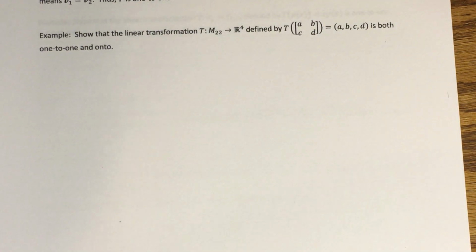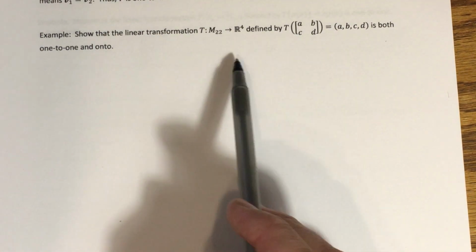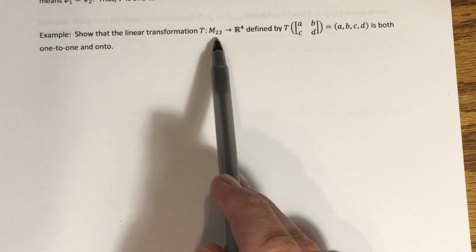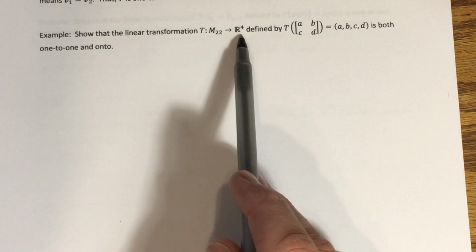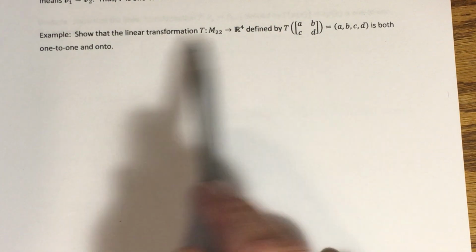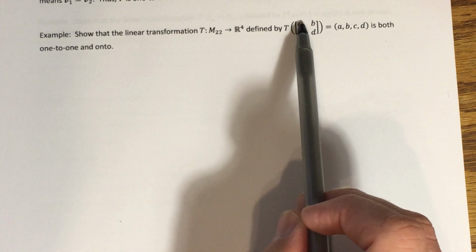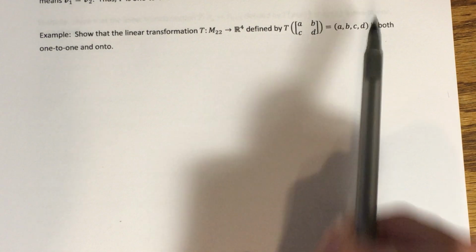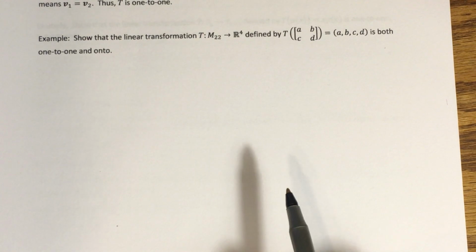All right, let's work on this idea for a second. So I want to show that the linear transformation that maps M22 into R4, where M22 is the vector space of 2x2 matrices and R4 is ordered 4-tuples, defined this way, is both 1-to-1 and onto. This is the linear transformation that takes the 2x2 matrix A, B, C, D and maps it to the vector A, B, C, D. We need to show both of these things, that it's 1-to-1 and onto.